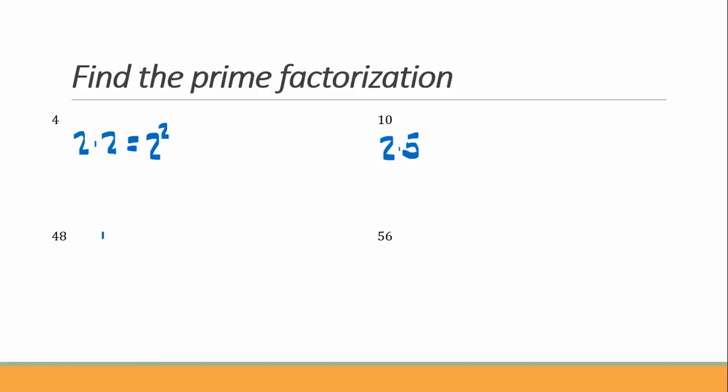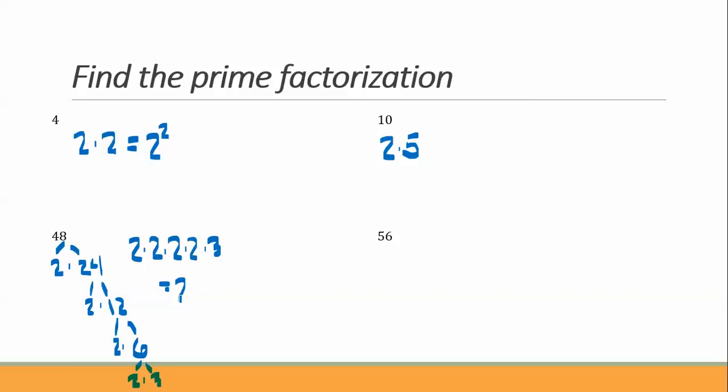You can find the prime factorization by knowing two numbers that multiply to 48 and going from there until you get all prime numbers. So we know that 48 is 2 times 24. 24 is 2 times 12. 12 is 2 times 6, and 6 is 2 times 3. So our prime factorization for 48 is 2 times 2 times 2 times 2 times 3, or 2 to the 4th times 3.